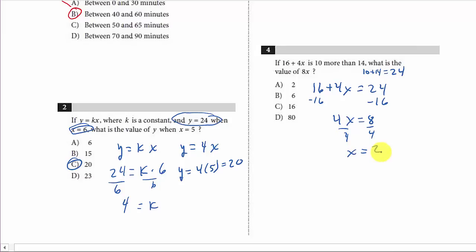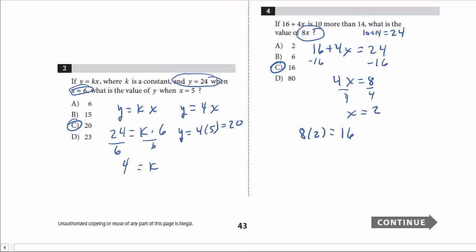Now, what do they want to know? They want to know the value of 8x. Make sure you read the problem carefully, because what they're wanting you to do is pick this value here. They're trying to trick you. So 8 times 2 is equal to 16, and that would be C.